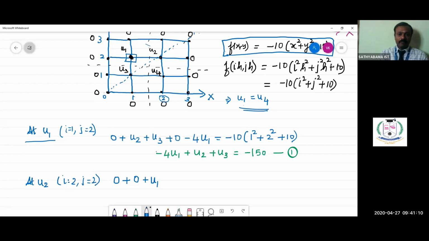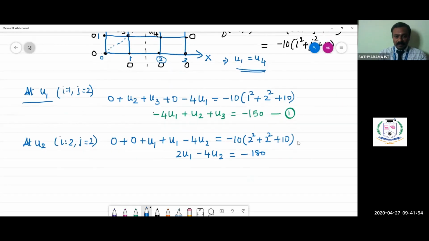Even if we retain it as U4, you will get 4 linear equations, which you can solve. Plus the value to the left, it is also U1, minus 4 times the value at the mesh point U2, is equal to minus 10 into (2 squared plus 2 squared) plus 10. So we have got 2U1 minus 4U2 is equal to minus 180. On simplifying, cancelling 2 throughout, U1 minus 2U2 is equal to minus 90. Call it equation 2.